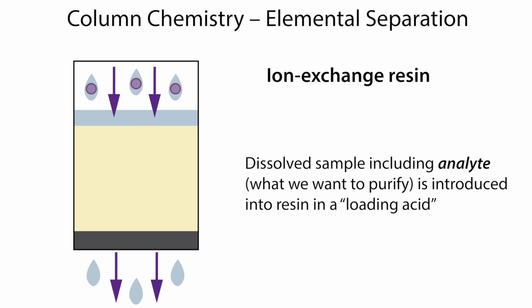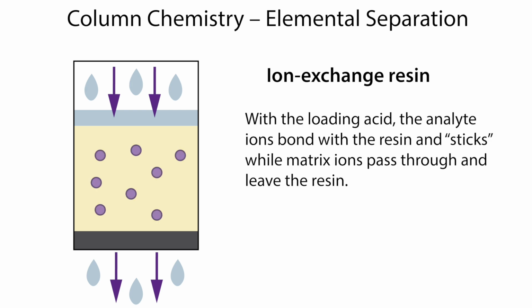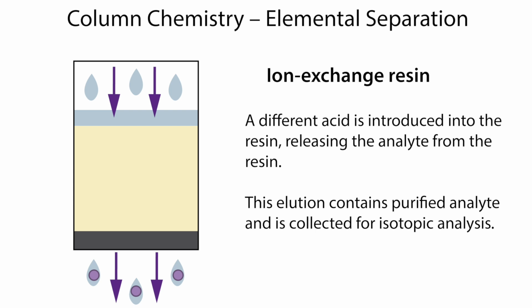So we load our sample, including the analyte, the atoms that we want to purify. The dissolved load is introduced onto the resin in a loading acid. Dissolved in the loading acid, the analyte ions bond with the resin and stick to it, while the matrix ions, all the elements that we don't care about, pass through and leave the resin with the eluate. A different acid is introduced into the resin that disrupts the bonds between the resin and the analyte, releasing it so it can be collected with the elutant. This solution contains purified analyte and can then be prepared for introduction to a mass spectrometer.